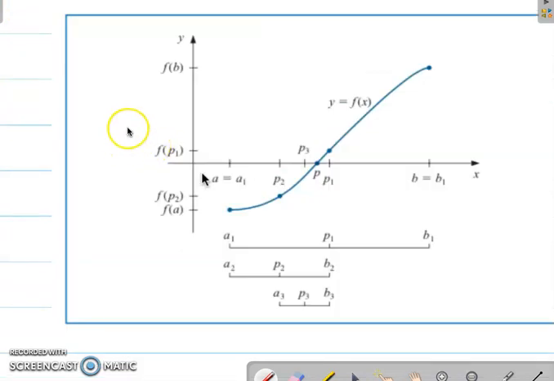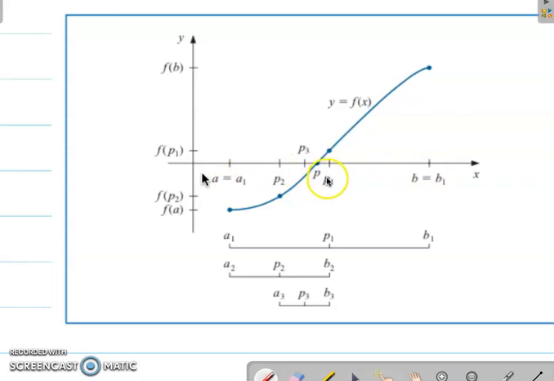Now we will explain the bisection method geometrically. For example, this is the interval [a, b], and we have named it a1 and b1, and the value of the function at a is f of a or f of a1, and this is the function value f of b1. In the first iteration, we have found the middle point of a1 b1, which is p1, as we discussed in the theory.